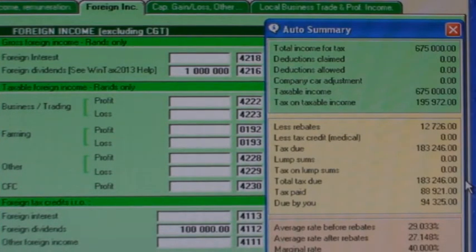we can see the total income is 675,000, made up of the 300,000 Rand local salary plus the 375,000 taxable portion of the foreign dividends earned. We can also see that the tax due after the primary rebate is 183,246 Rand, and we've only paid 88,921, leaving us with a due by you of 94,325.